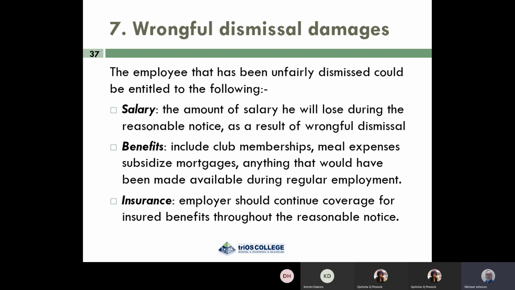Insurance: the employer should continue coverage of any insurable benefits. This is for a reasonable period of time. This could be for a few months. It could be for 6 months. But the company will have to decide what are the ramifications for not doing it. A lot of companies will continue for several months thereafter just to ensure that the individual is protected.